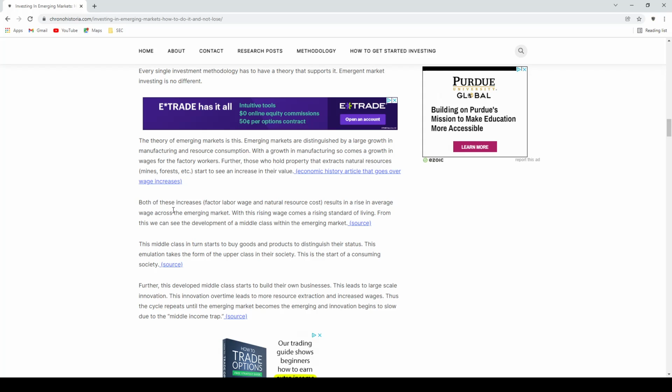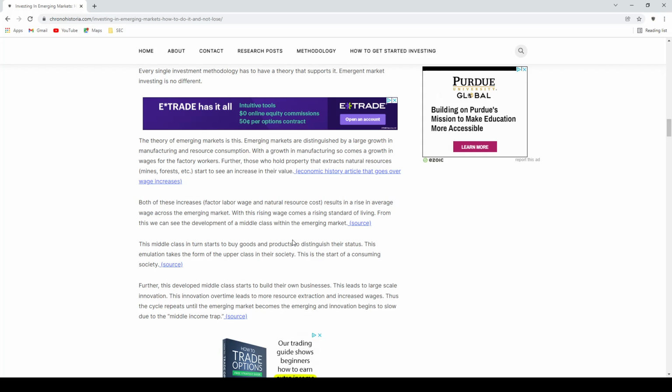This middle class, in turn, turns around and reinvests into their local geographic community. They start to buy goods and products to distinguish their status. This is important because the goods and products they buy, they emulate those in society who they want to be. We saw this with the Industrial Revolution, America in the 19th century, and many, many emerging markets. There are statistics, and all of these are backed up with sources. I highly recommend you check them out. They're really great articles. When people start getting money, they start to emulate people, right?